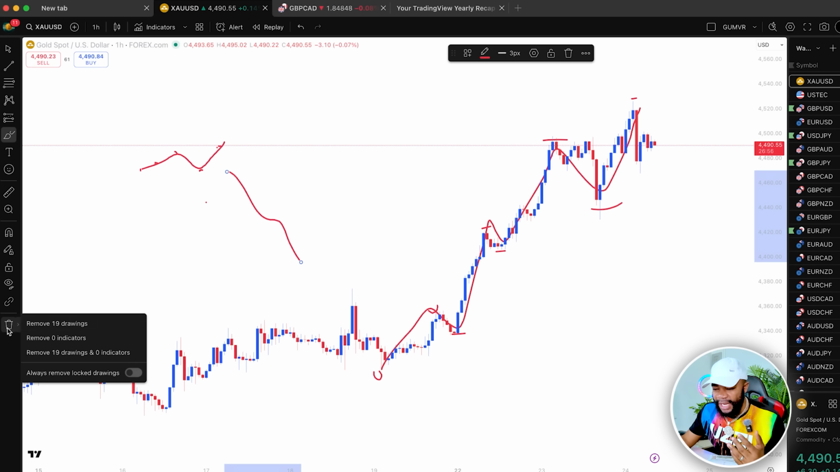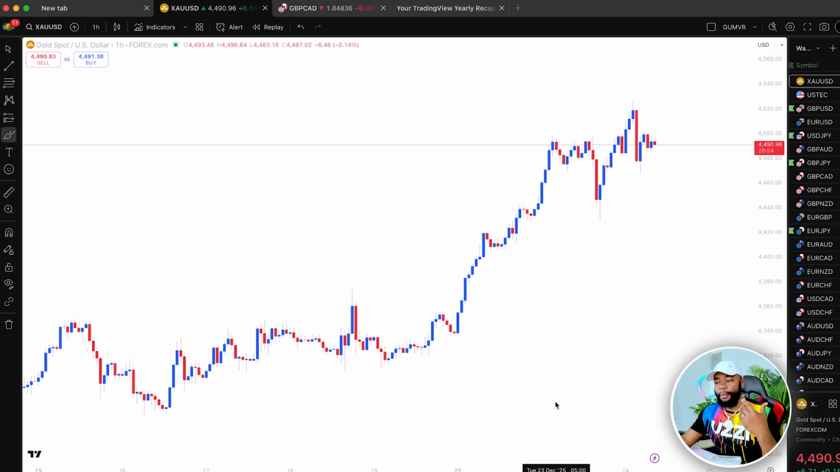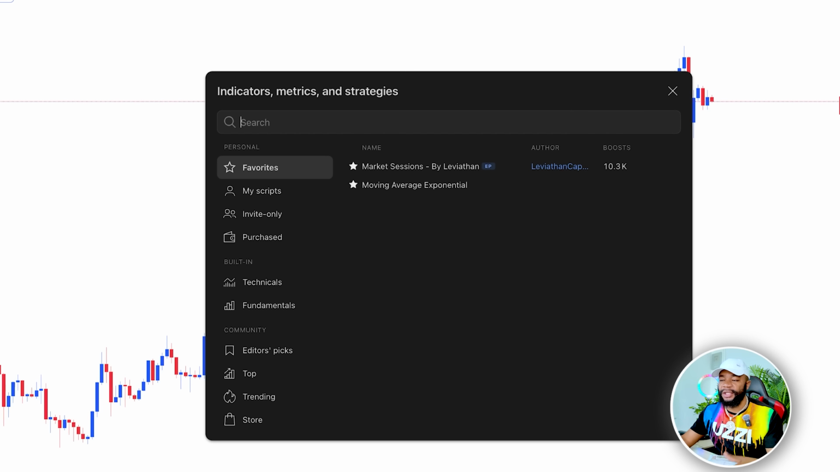So after explaining the dynamics behind moving averages, let's put them on our chart. In our case, we're not going to be using simple moving averages. We're going to be using exponential moving averages. So just go under indicators and search for moving average exponential. It's already there. I already put it on favorite so that I can use it all the time. So click on it. It's going to be on your chart.